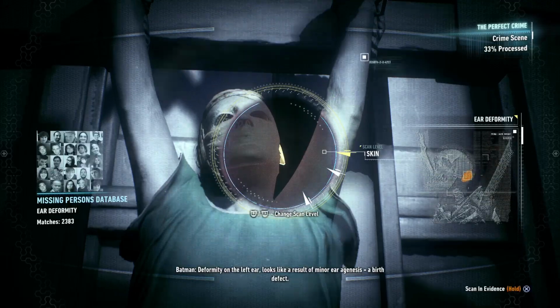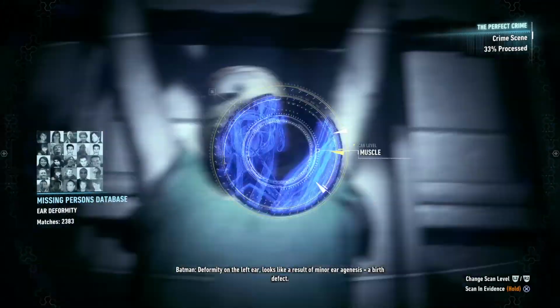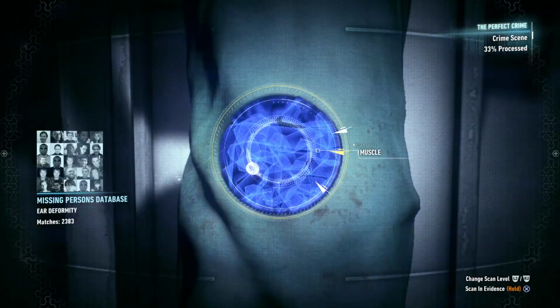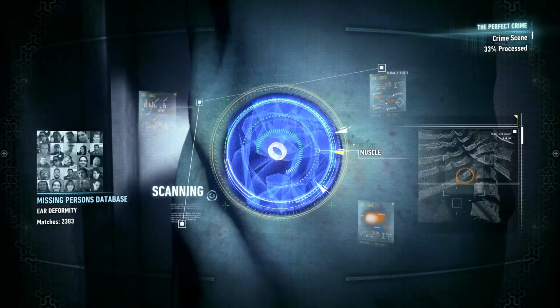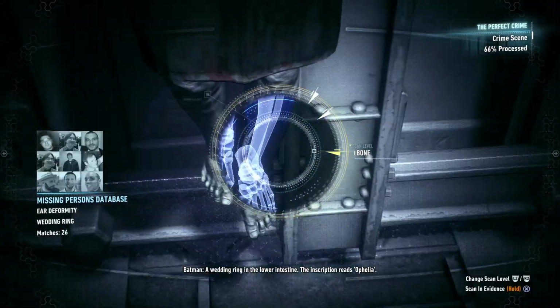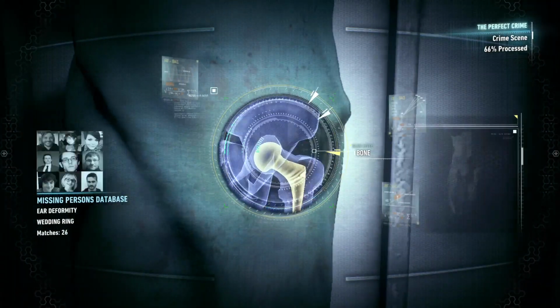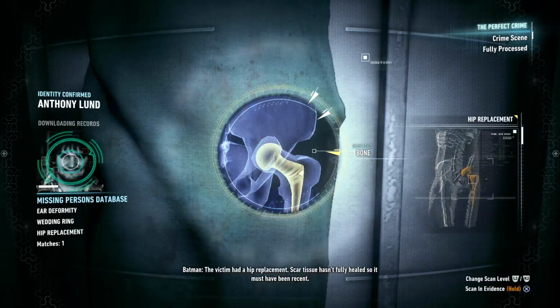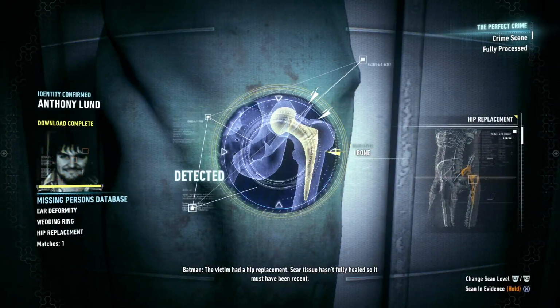Deformity on the left ear. Looks like a result of minor ear agenesis, a birth defect. A wedding ring in the lower intestine. The inscription reads, Ophelia. The victim had a hip replacement. Scar tissue hasn't fully healed, so it must have been recent.